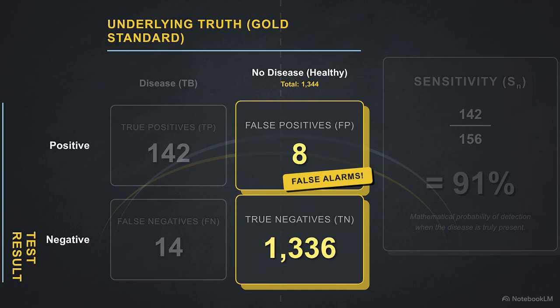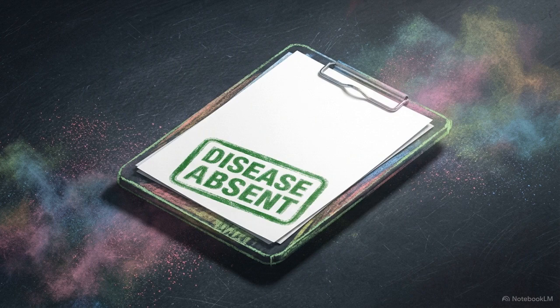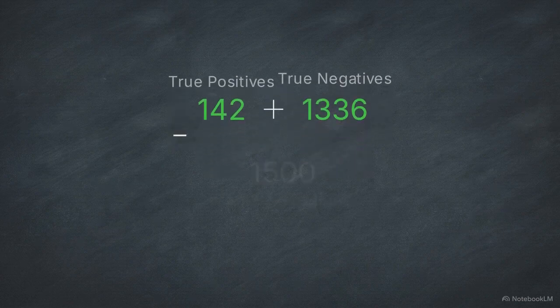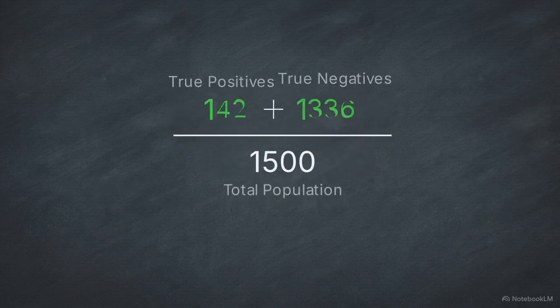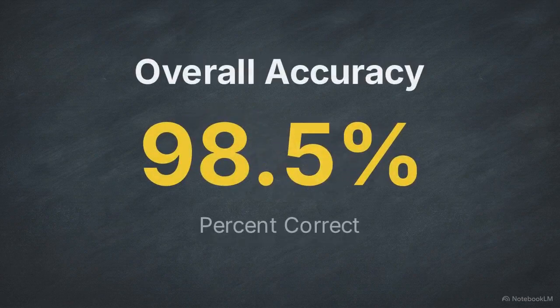We run the same calculation on the healthy column. Out of 1,344 people who did not have TB, the test correctly identified 1,336, generating 8 false alarms. This gives us our second metric, specificity, which sits at 99.4%. This represents the probability that the test correctly rules out the disease when it is completely absent. If you combine all the correct diagnoses and divide them by the total number of patients, you arrive at the overall accuracy, often called the percent correct.